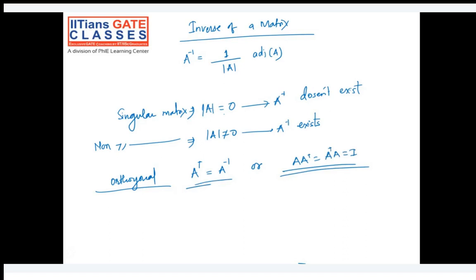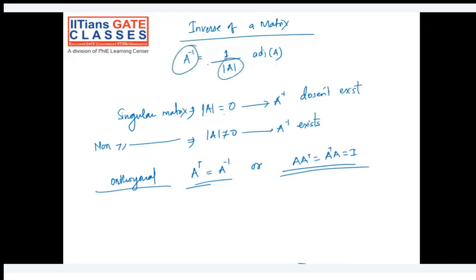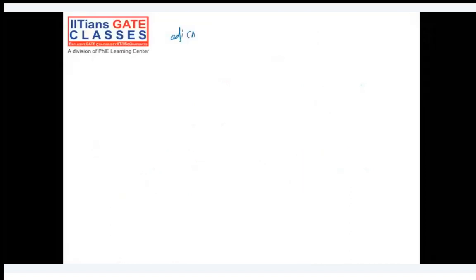So in the inverse part, we already know the determinant part. In order to calculate the inverse, first you should find the determinant, and the second thing is to calculate the adjoint. So let's find how to calculate the adjoint of A. I'll go to the next slide. Adjoint of A is equal to the cofactor matrix of A, and then take a transpose of it.